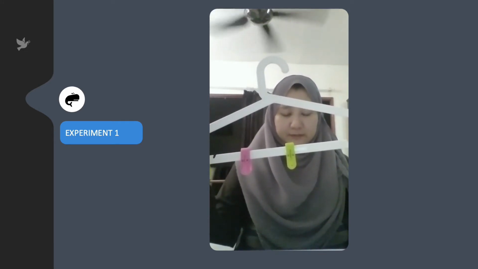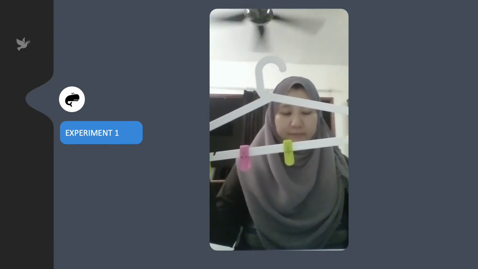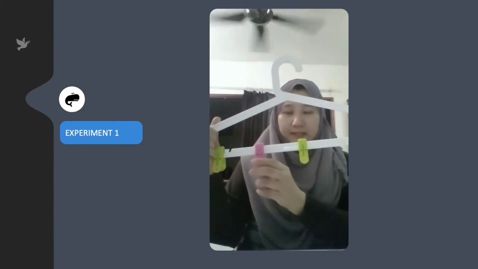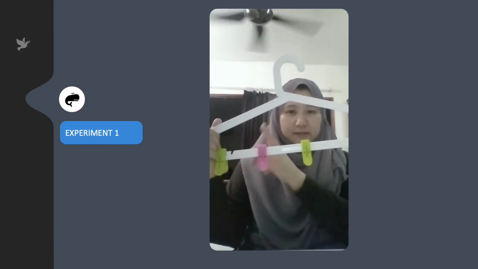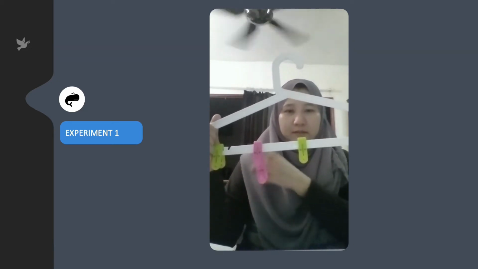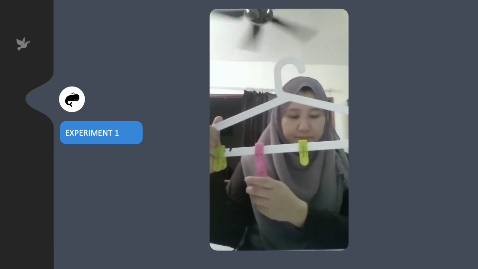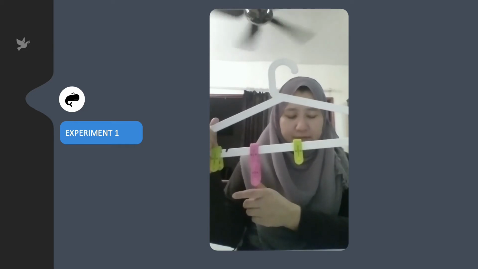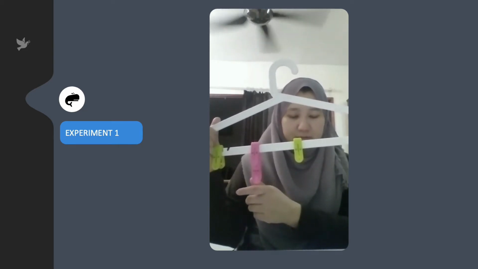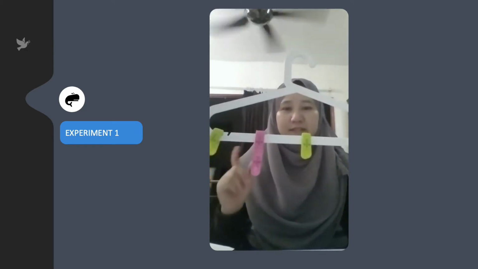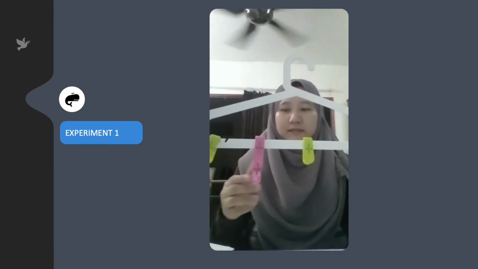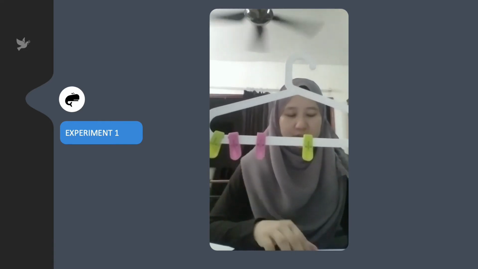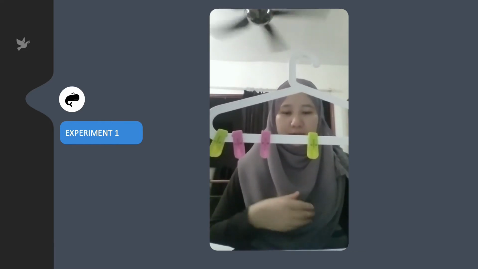A, B, C, D, B and D. We put the load here. Repeat by replacing the load at any point between C and D. So we put the load between C and D and measure the distance and the weight of the load.